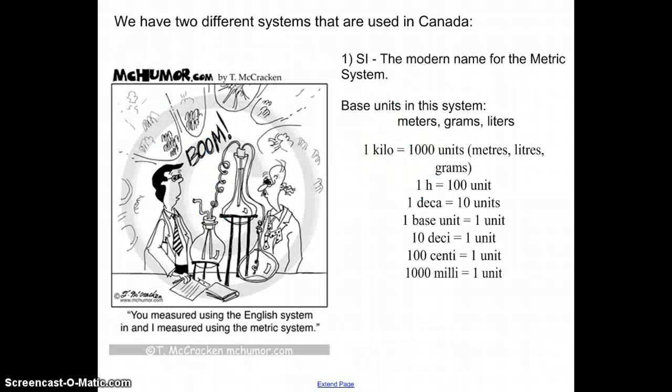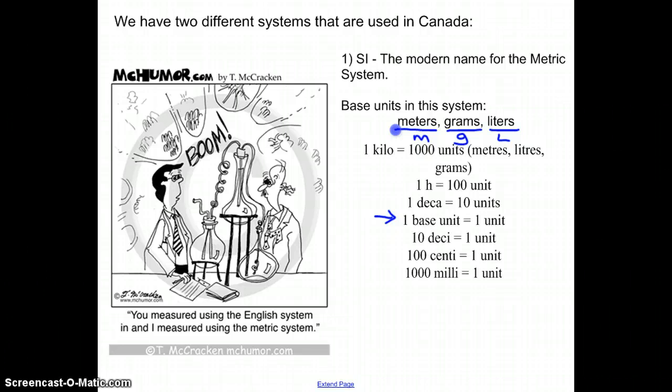So there are two different measurement systems that are used in Canada. We have the SI system, which is the new name for the metric system. And the base units for this system are meters, grams, and liters. So we have meters with a small m, grams with a small g, and liters with a capital L. Then there are the prefixes to each one of these that determine how big or how small the unit is. So kilo is 1,000 units. And remember, your base unit would be right here in the middle.